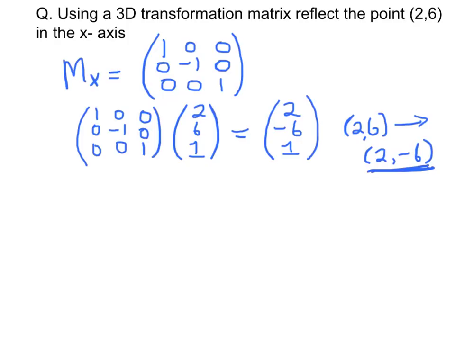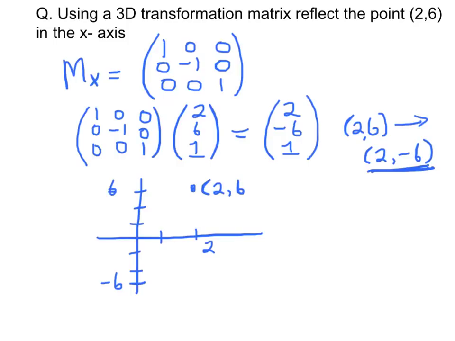If you want to draw that and see what it looks like, this is 2 and 6, 2, 4, 6. So that's plus 6, and that's minus 6 here. So it started off at 2, 6 here. This is my x-axis. It's got reflected through the x-axis, so it ends up down here at 2, minus 6.